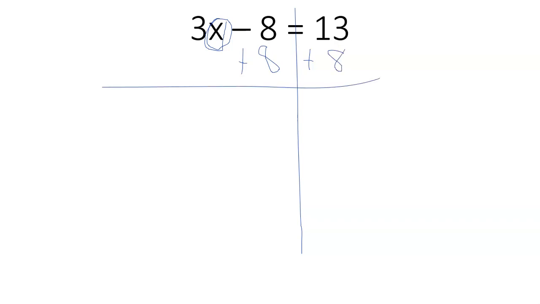Now if you plus it on the original side, it's gone. It's 0, canceled out, goodbye, sayonara. We're left with 3x. On the other side, I have 13 plus 8, which is 21.